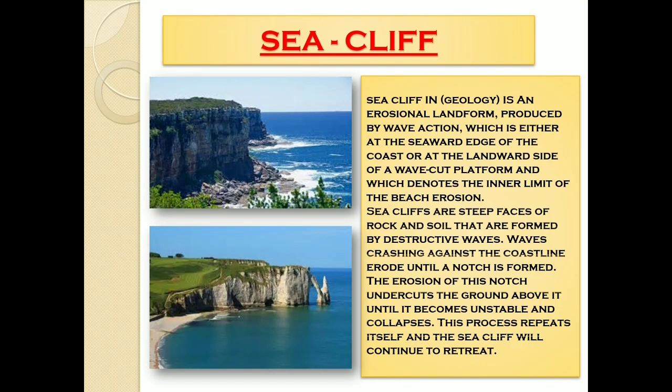Waves crashing against the coastline erode until a notch is formed. The erosion of this notch undercuts the ground above it until it becomes unstable and collapses. This process repeats itself and the sea cliff will continue to retreat.